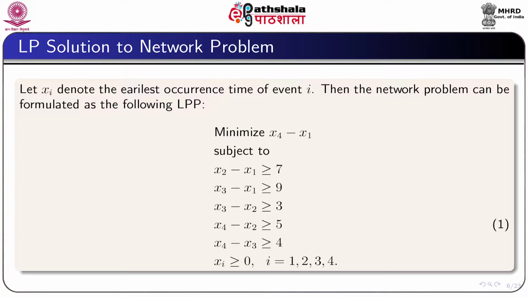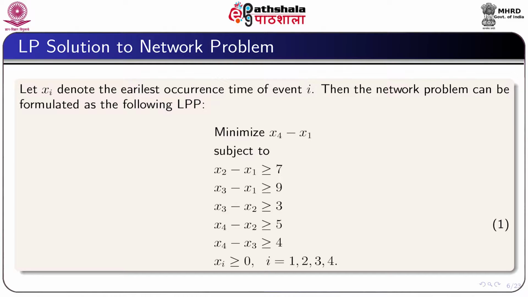Our objective would be to minimize x4 minus x1. x4 is the earliest occurrence time of the final event and x1 is the earliest occurrence time of the first event. So, we want to minimize the time difference between the first and the last occurrence events.